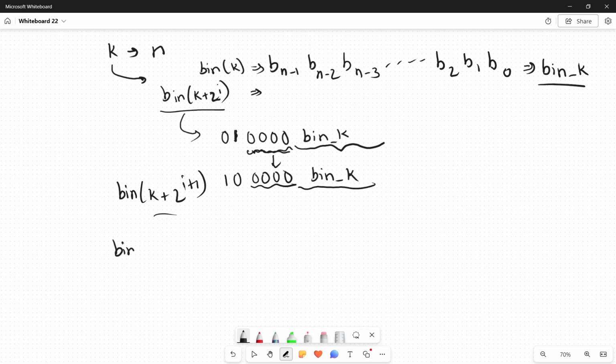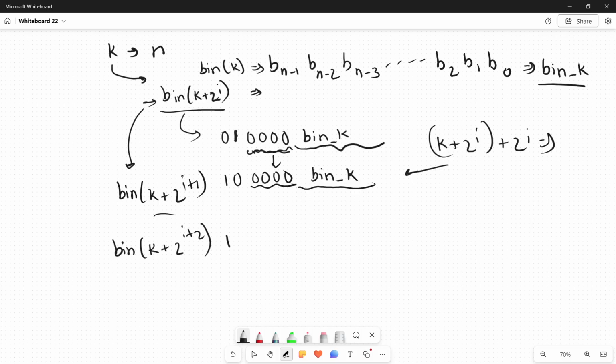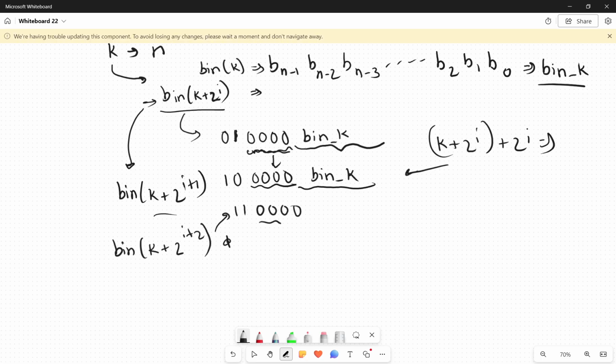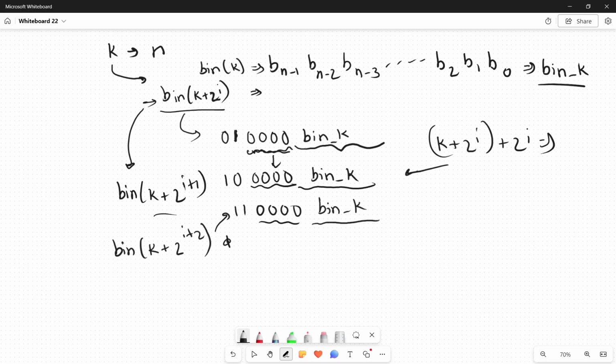You can take some examples and verify as well. Otherwise, you just add 2 to the power of i in this binary form, and then you'll get this string, right? Okay, so then binary of k plus 2 to the power of i plus 2 will be 1 1, the same number of zeros in this segment, and then the binary representation of k. So this is how it's working.